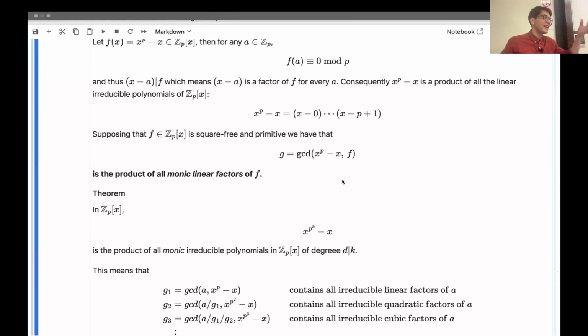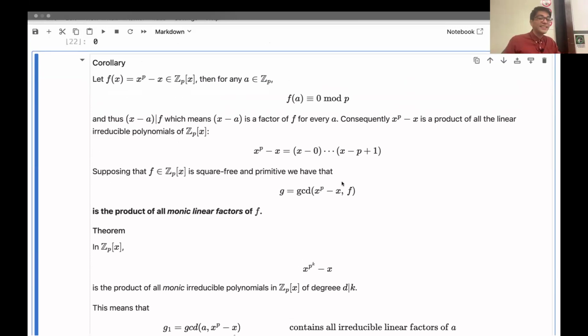So we just need to take f, which has been sanitized a bit, take its GCD against x to the p minus x, and what that's going to give back to us is the product of all linear factors of the thing that we're trying to factor. Now, they're not going to be factored for us. We're holding something, maybe like a quintic or something like that, but I'm assured that the thing I'm holding is going to factor into 5 linear factors. Cool? Okay, so what do we do for the rest of them?